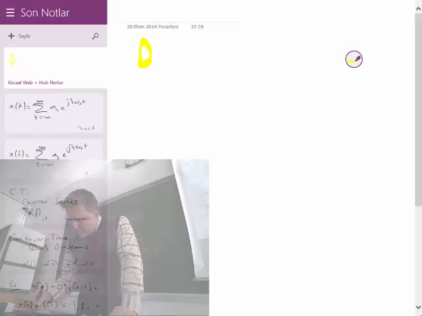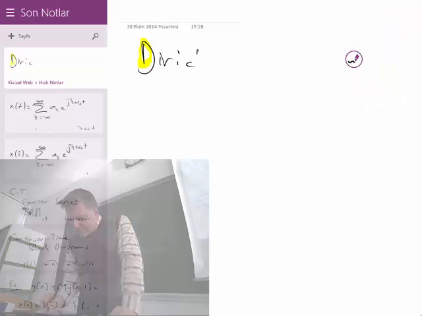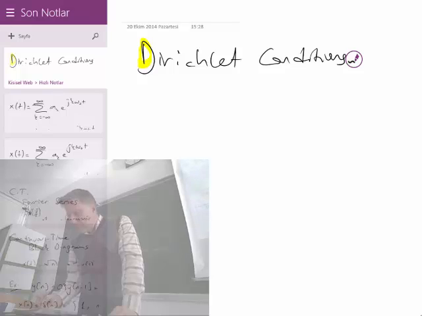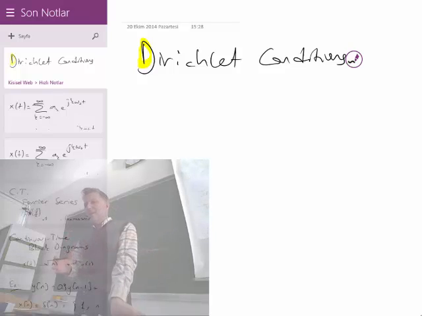What is this? Yeah, Dirichlet conditions. The periodic signal must obey them. But these conditions are very nice conditions. Almost all reasonable periodic signals already obey these Dirichlet conditions.